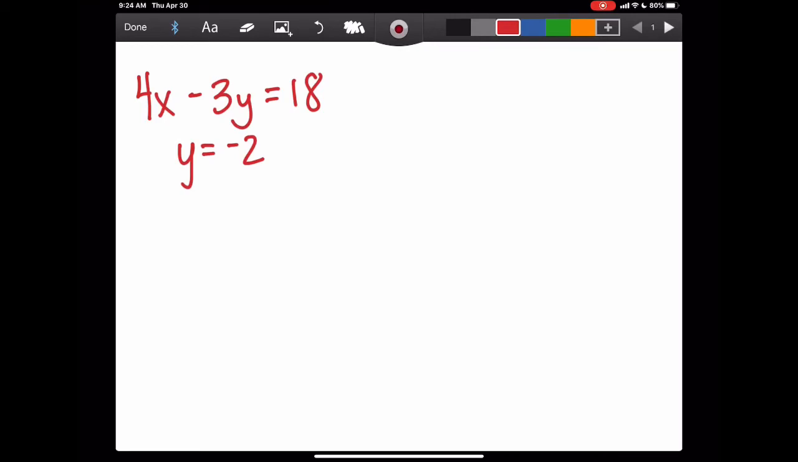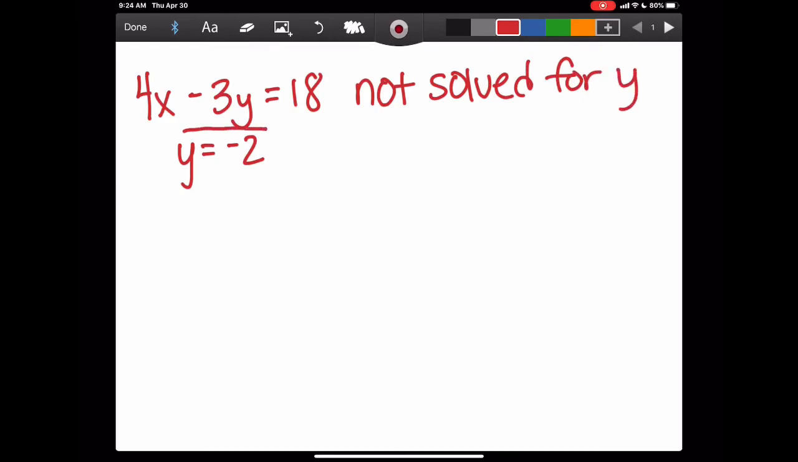Okay, if you look at this problem here, we have one equation that is not solved for y, but this one is. And not only is this one down here solved for y, but there's nothing else with it. It's saying that y equals negative 2. So we know we're looking for an x value and a y value, and we already know that y is equal to negative 2. So in this problem, we really only need to find our x.